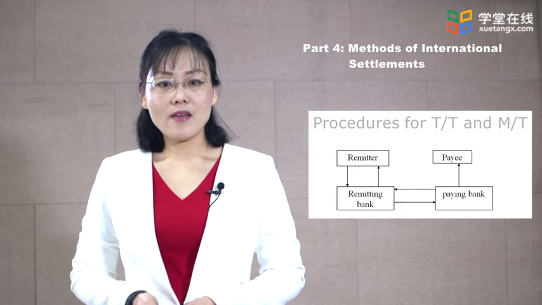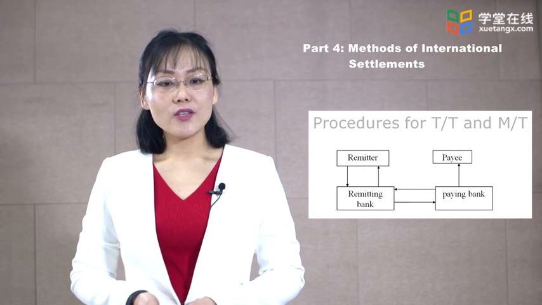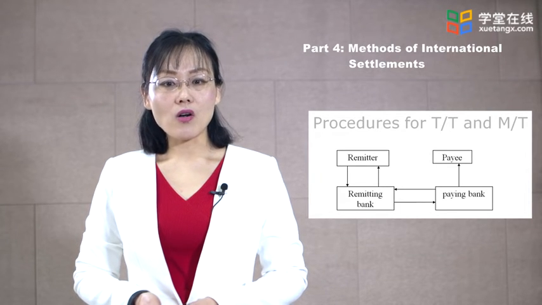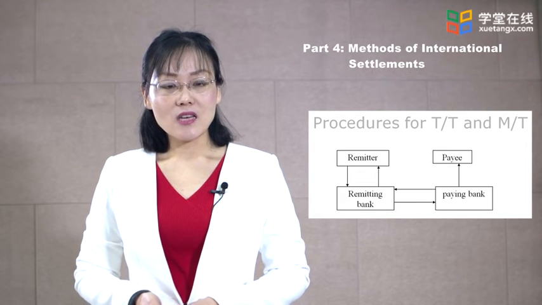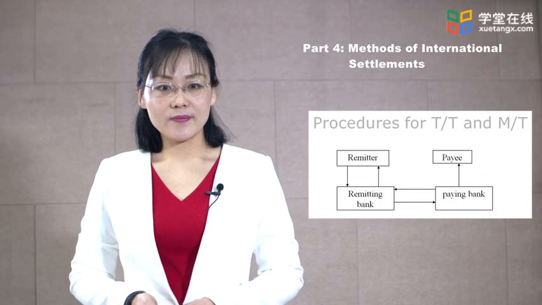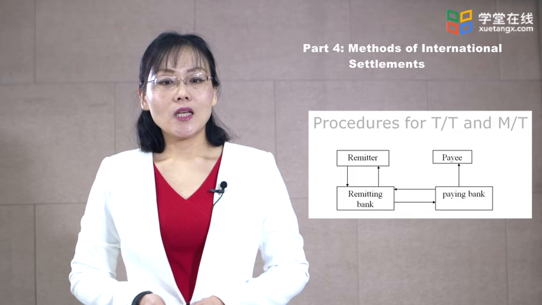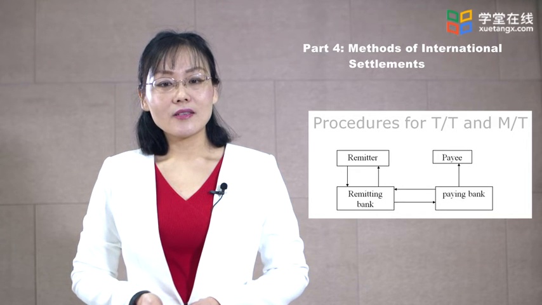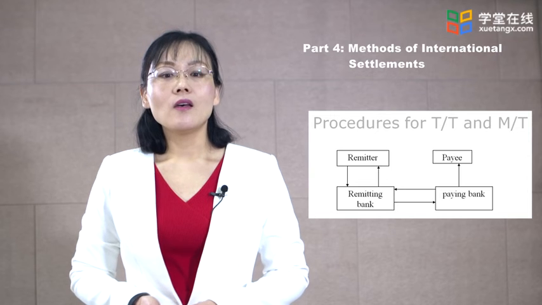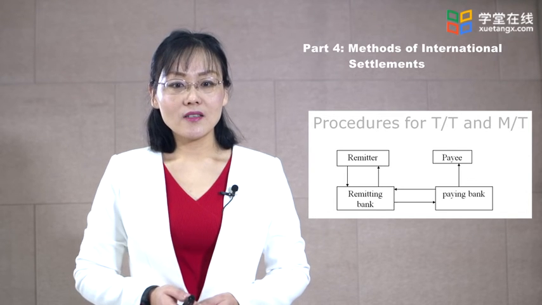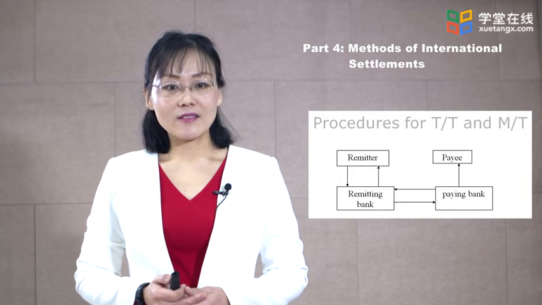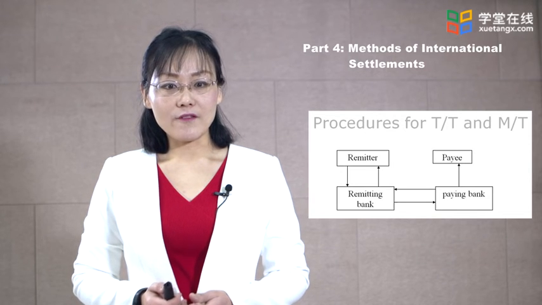Then, the remitting bank issues a payment order to its branch or correspondent bank in the place where the payee is located. The payment order specifies the details of payment, including amount, name and address of the payee, and name of the remitter.